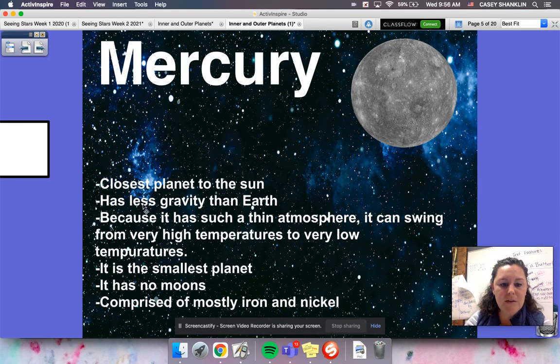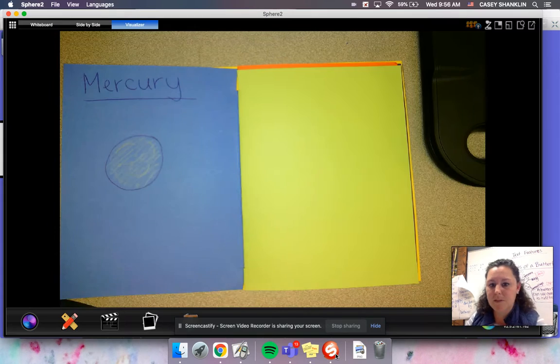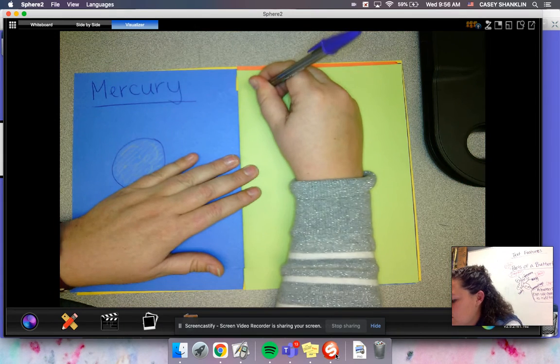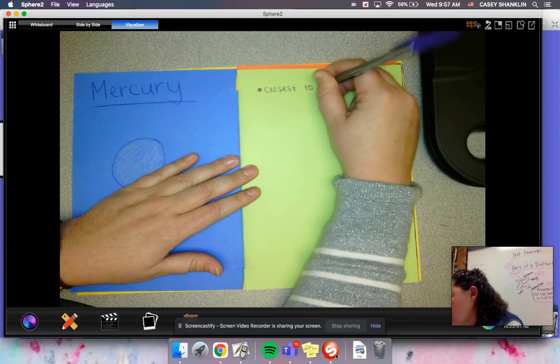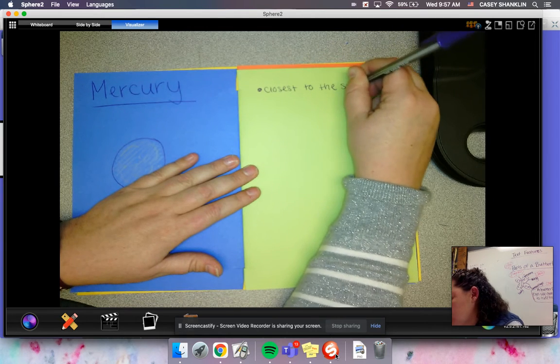So the first thing we want to know is that it's the closest planet to the sun. So that's going to be our first bullet point. Closest to the sun.